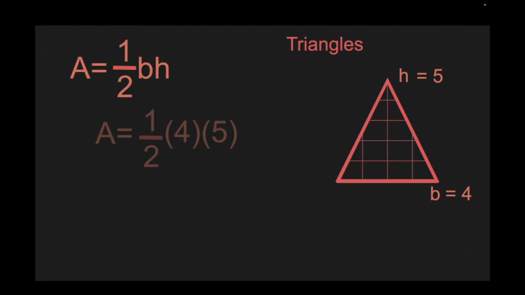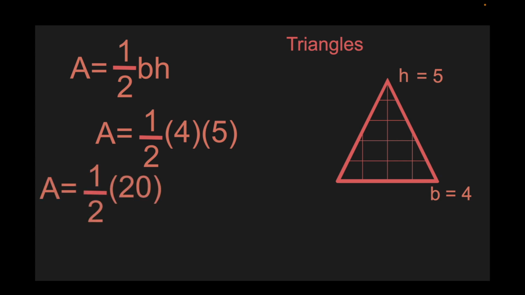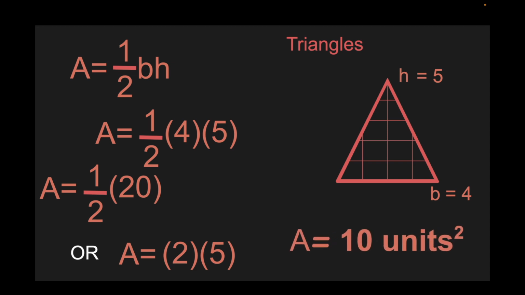The base of this triangle is 4 and its height is 5. We can multiply 4 times 5 and take half of 20, or we can take half of 4 and multiply 2 times 5. In either case, we have 10 units squared.